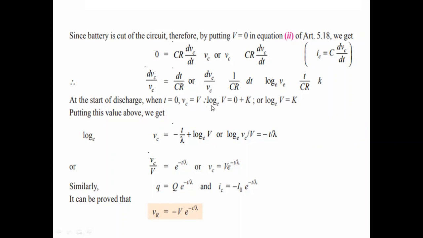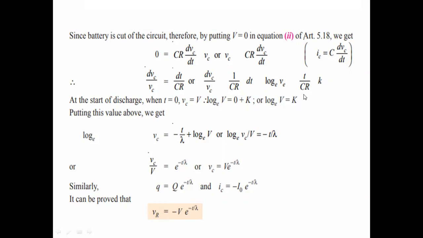And substituting in this equation, log_e of Vc. In the place of Vc, we are substituting V, at initial t equals 0. This term will become 0 plus K, and K is equal to log V of base e.